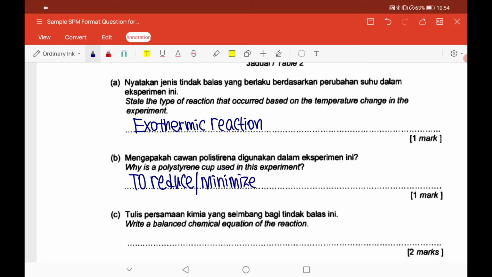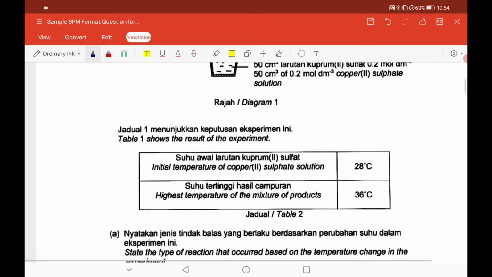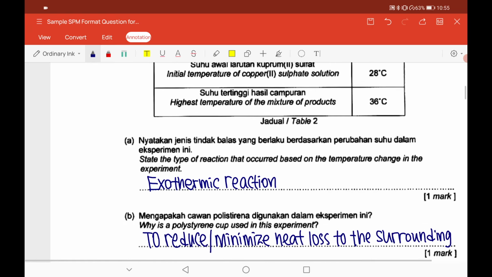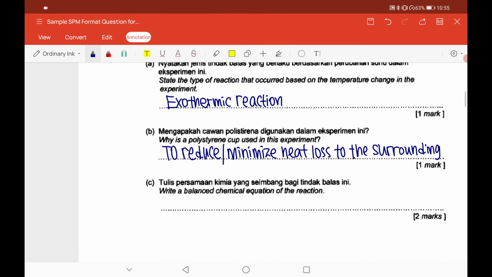Okay, you want to reduce heat loss to the surrounding. Because like I said, we want all the heat to stay inside the cup. We don't want the heat to run away from the cup. So when we use the plastic, the plastic can minimize it, okay? Only very little heat will run away. So we want to minimize the heat that will run away from the cup. So that's it, to reduce or minimize the heat loss to the surrounding.